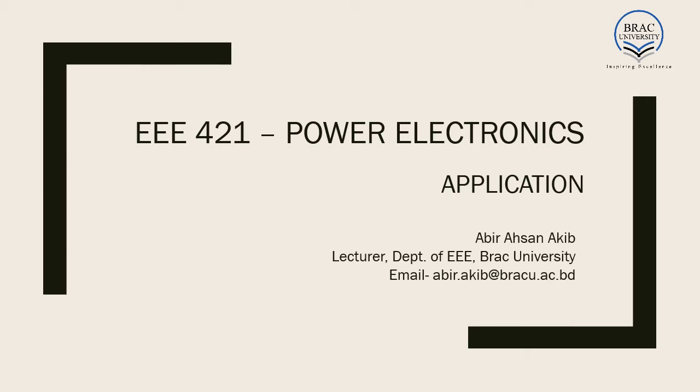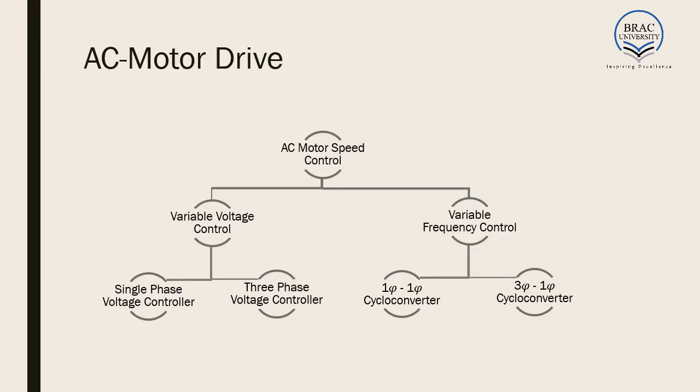Hello everyone. In this lecture on power electronics, we will be learning about applications of different power electronic circuits. So the first application that we will start is motor drive. Now motors can be AC motor or DC motor. The AC motor drive, or AC motor speed control, can be done in two ways.